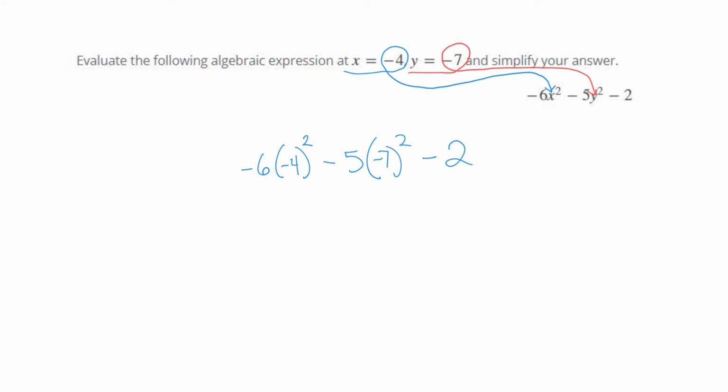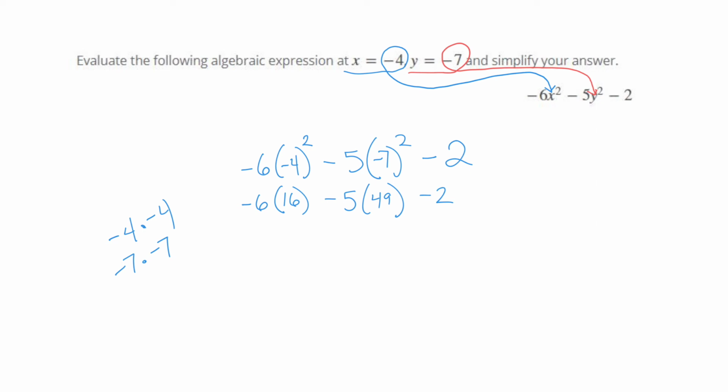do exponents first. So I'm going to take this -4 squared, and that's just a -4 times a -4. And since the signs are the same, my answer will be positive. So it's a -6, and that's going to become a positive 16. -5, and if you have a -7 squared, well, again, it's going to be a negative times a negative. That's a positive 49. And then -2.